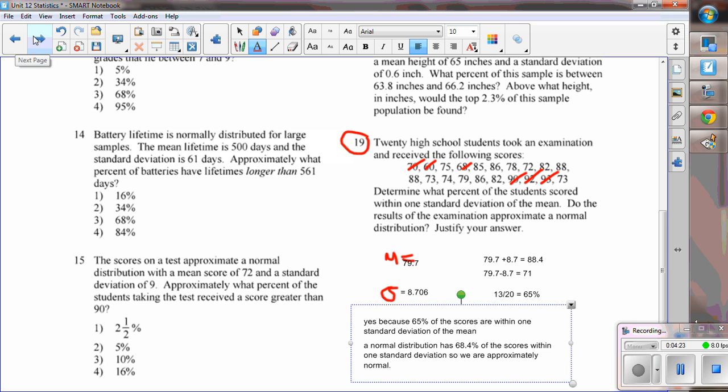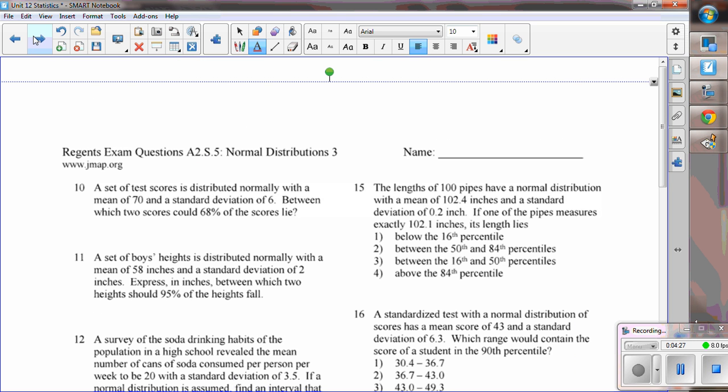Okay, so now to move on to the next topic. This is more of the same. A set of test scores is distributed normally with a mean of 70 and a standard deviation of 6. Between what two scores could 68% of the scores lie? So you have to know that that is 1 standard deviation. You would do 70 plus 6, which is 76, and 70 minus 6, which is 64.